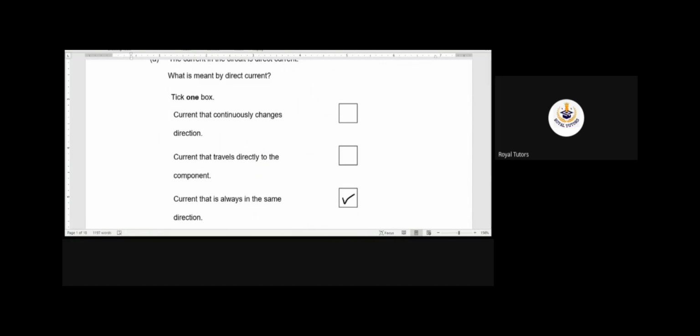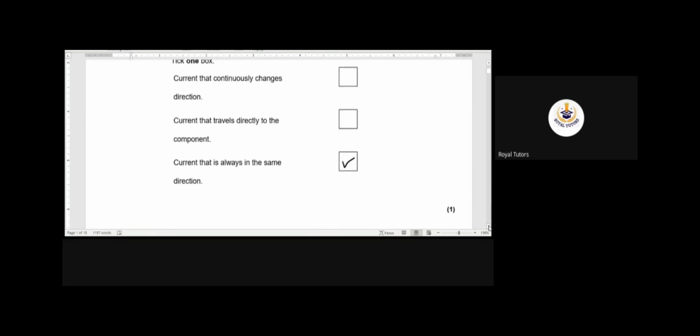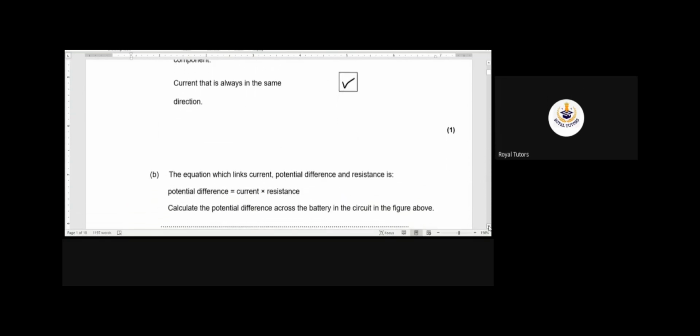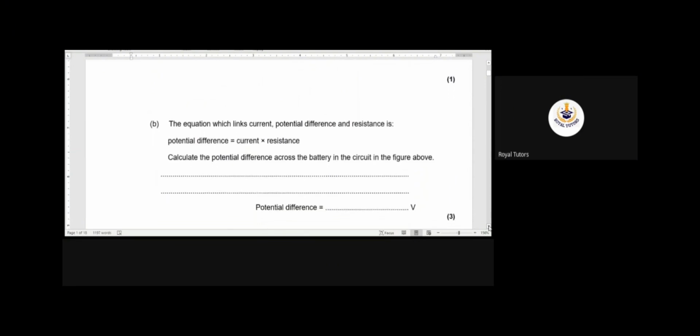Current that is always in the same direction is what we refer to as a direct current. Then the next one says that the equation which links current, potential difference, and resistance is potential difference equals current times resistance. So that is simply V equals I times R. Calculate the potential difference across the battery in the circuit in the figure below.